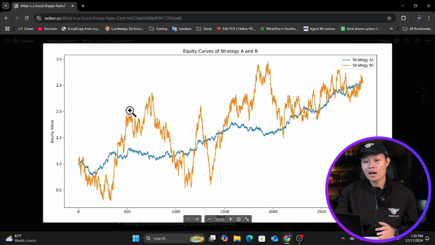In this case, I have two strategies, strategy A and strategy B. Strategy A is much smoother compared to strategy B. Here is strategy B. You can see that it is much more volatile. It has a drawdown now and then, the P&L booms, and draws down, booms again, draws down again. It's like a roller coaster.